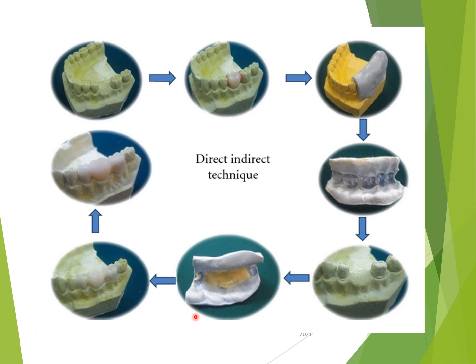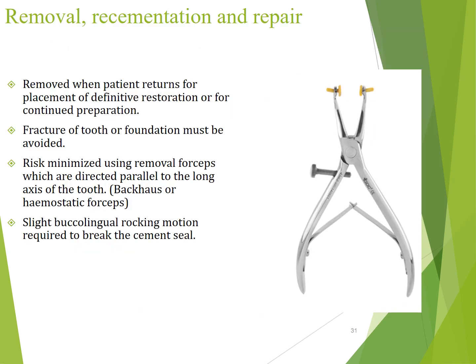In this technique, you can also, after you get the putty index of the formed teeth, what you can do is you can load the temporary material, and you can directly put it in the patient's mouth, and then we can get a provisional restoration and take it out and trim it off, and then put a luting cement, and you can place it back in the patient's mouth.